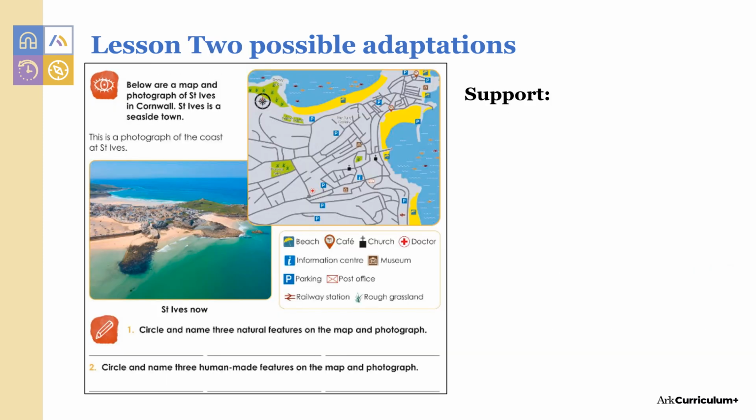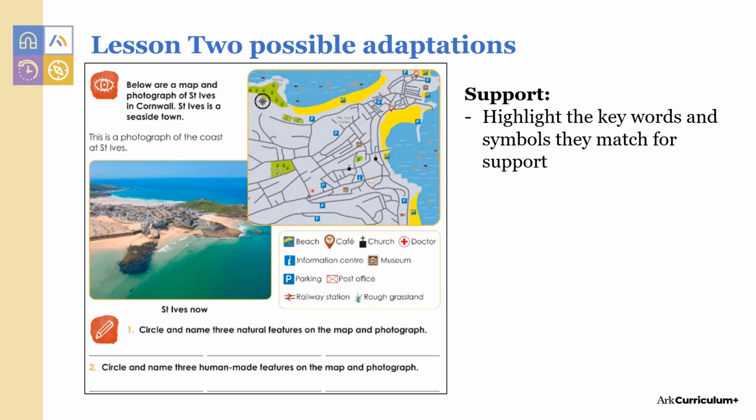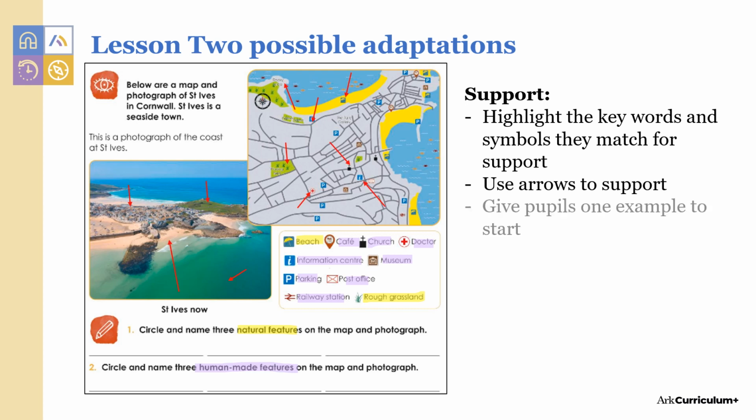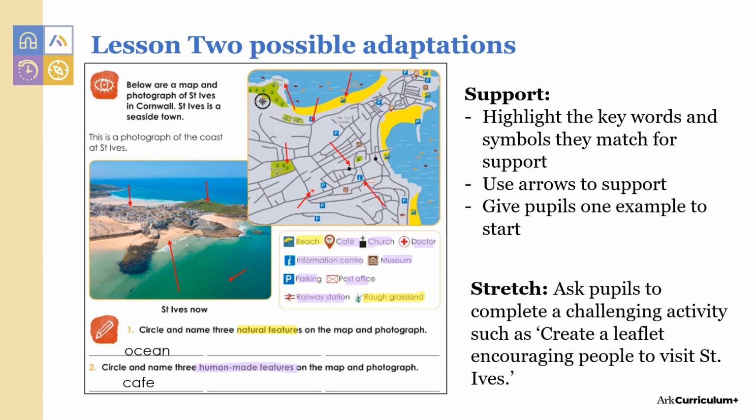For this activity, pupils need to use the map and photograph to answer the right questions. Support pupils by highlighting the keywords and symbols they match for support. Use arrows. Give pupils one example to start. Stretch pupils by asking them to complete challenging activities such as create a leaflet encouraging people to visit St Ives.